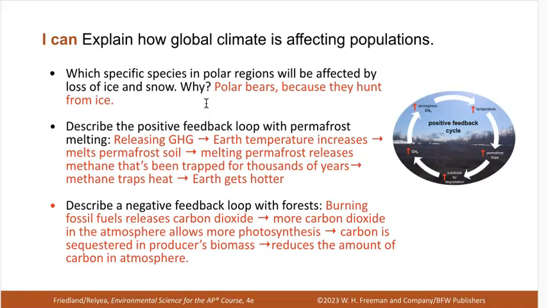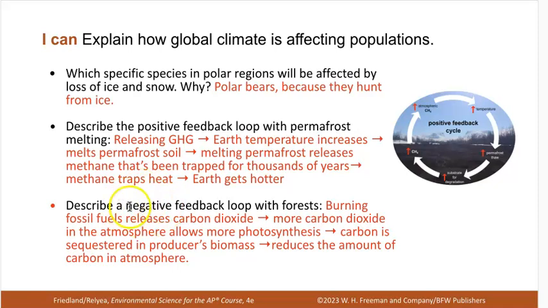Okay, here's permafrost. So releasing greenhouse gases causes the Earth's temperature to increase, which melts permafrost soil. That's permanently frozen soils, now not permanently frozen anymore. These are up north. The melting permafrost releases methane that's been trapped for thousands of years. Methane's a greenhouse gas that traps heat. The Earth gets hotter, then melts more permafrost, and goes on and on.